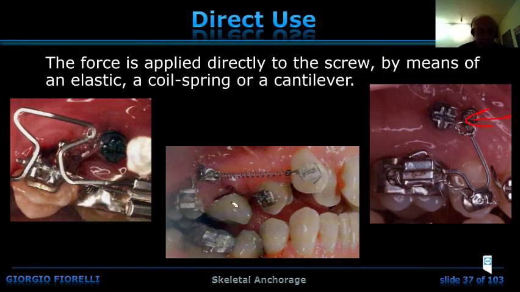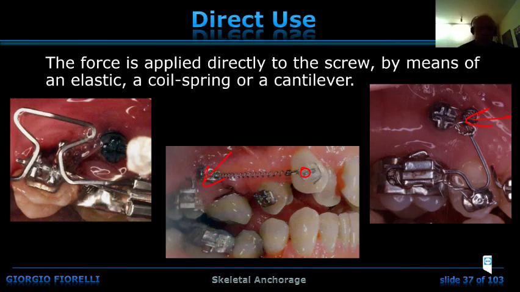Because this coil spring gives me only the possibility to apply this force, the force connecting the TAD to this bracket. But if I want to give this force, for example, I can't do that. But maybe that's the force I need. And in order to get this, I like to use cantilevers more than this kind.